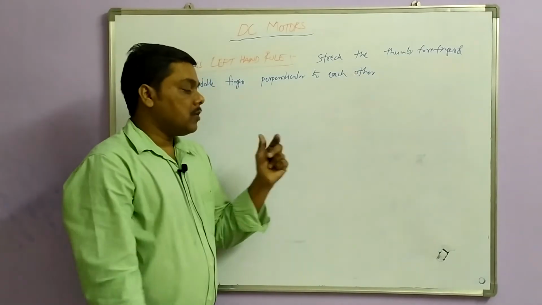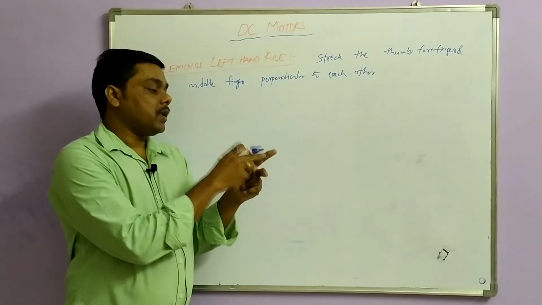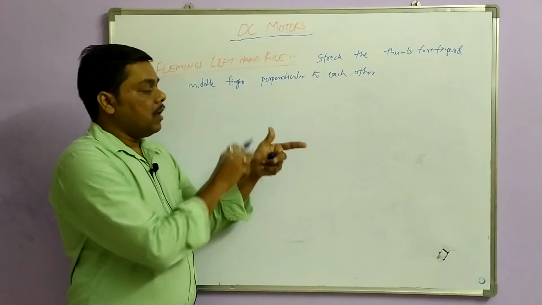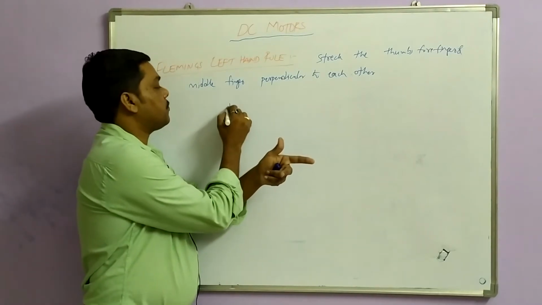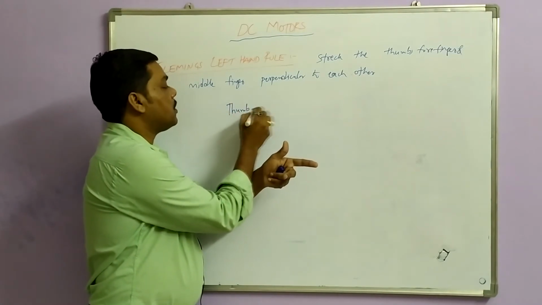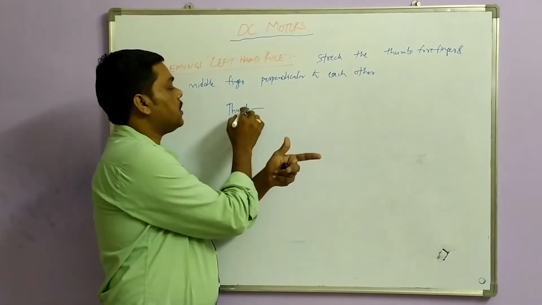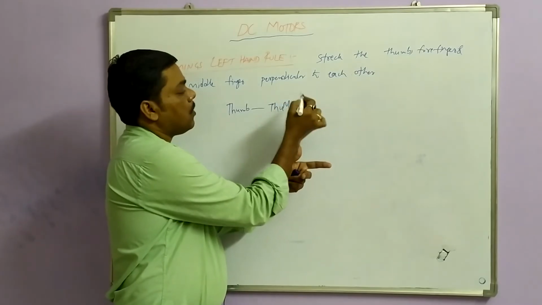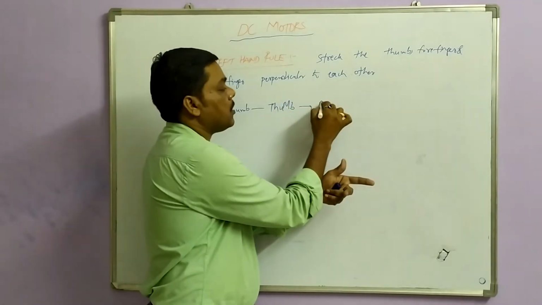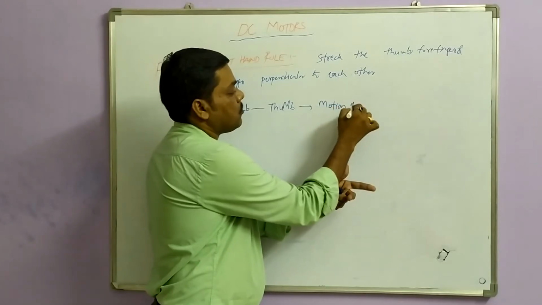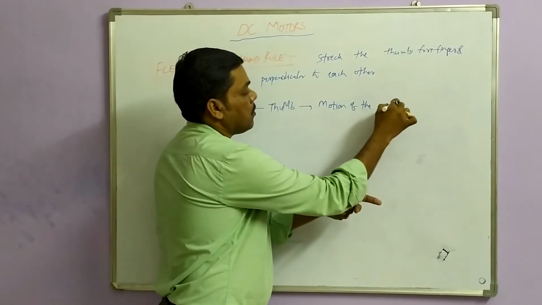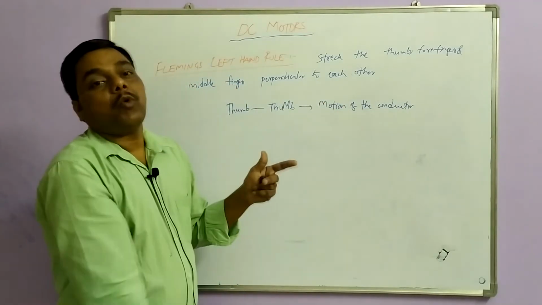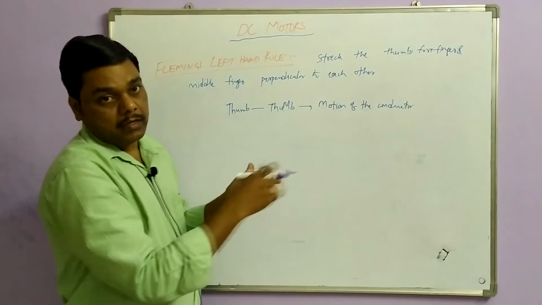Now I am stretching the thumb, forefinger and middle finger perpendicular to each other. Now the thumb indicates motion. Here you can see the thumb can be written as M. I am making M a capital, which stands for motion of the conductor, that is, in which direction the motor is rotating, anti-clockwise or some other direction.